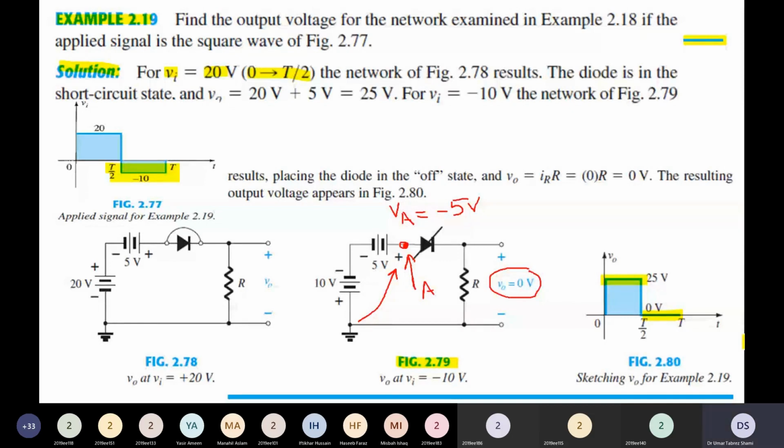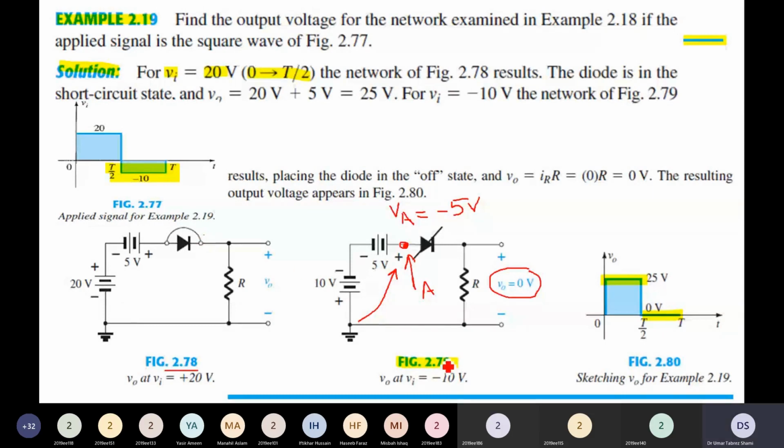Any questions up for this example? Sir, in figure 2.78, what is the Y representing across the diode? Yes, in figure 2.78, this wire represents our ideal diode when it is forward biased.